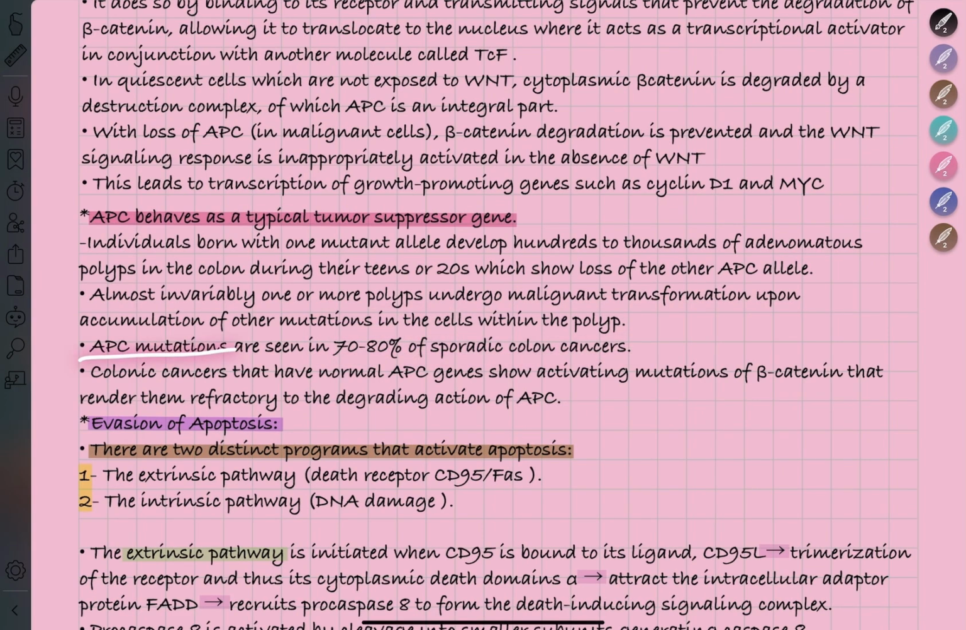have APC mutations. So what about the 20 to 30% that basically don't have APC mutations? What's wrong with them? They have normal APC genes, excellent. But the mutation happens to the beta-catenin. It will activate the beta-catenin. It will start not caring about the APC, okay? It ignores the APC, the destruction complex. It pulls itself away, and it goes and translocates to the nucleus.